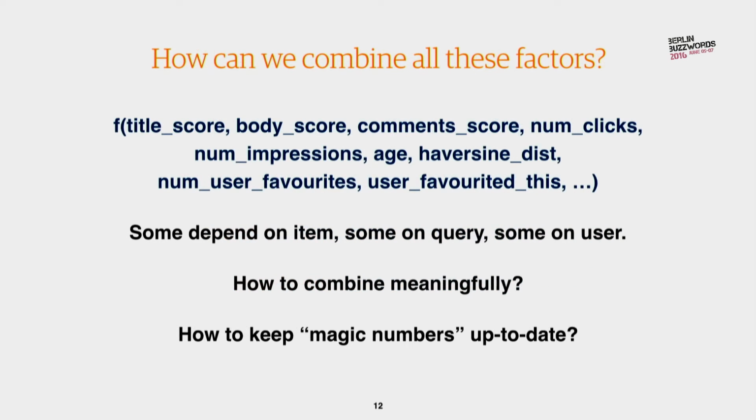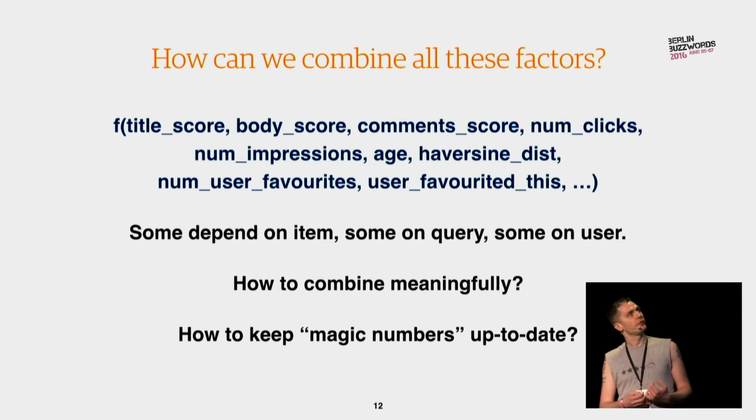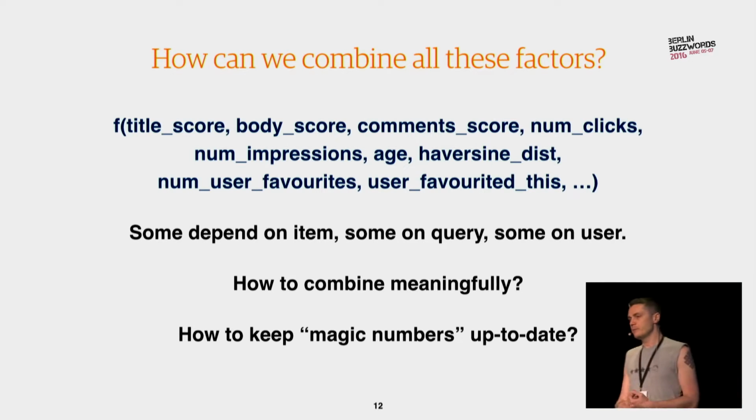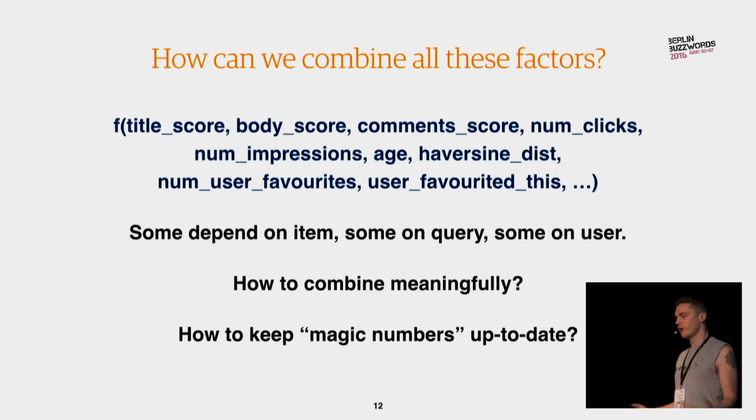But then, how can we combine all of these different factors into a single overall scoring function in a principled way? A function of all of these different signals and the original relevance scores. And then how can we keep the individual scaling factors up to date without them becoming magic numbers that you end up trusting without ever revisiting or retesting?